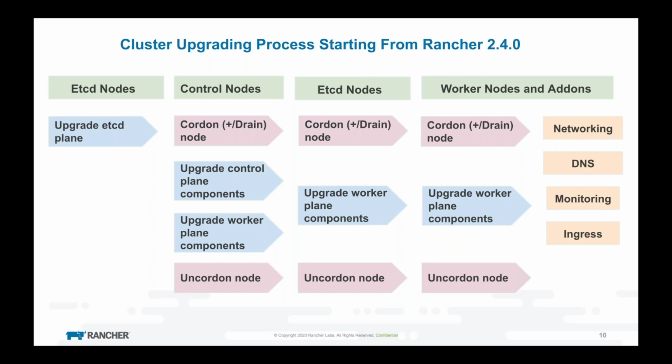So again, we cordon and optionally drain the node, upgrade the worker plane components, and uncordon the node. And for a Rancher cluster, simultaneously, the add-ons will get upgraded one at a time. So the networking add-on gets upgraded first, followed by DNS, monitoring, and then ingress.